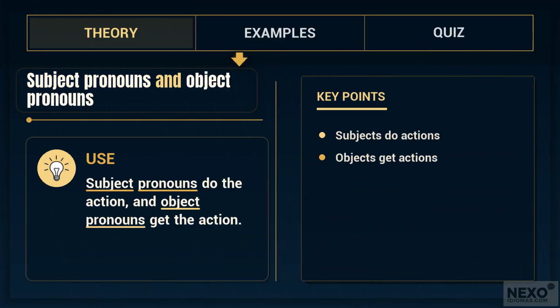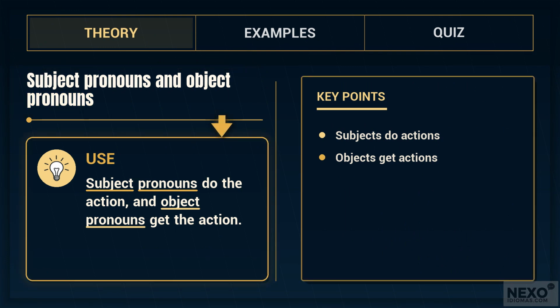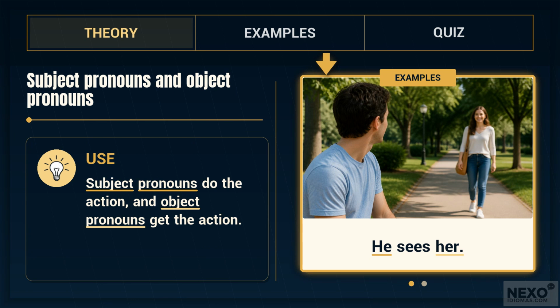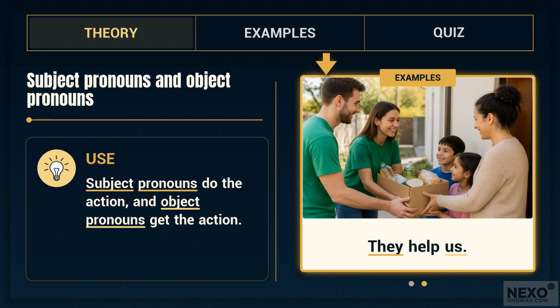Subject pronouns and object pronouns. Subject pronouns do the action, and object pronouns get the action. Example. He sees her. Example. They help us.